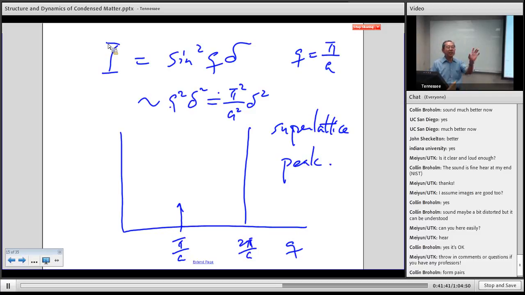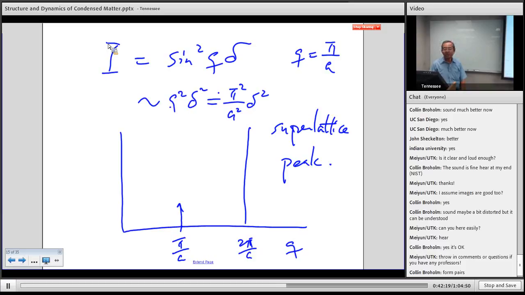Because the original lattice is A, you have just an A periodicity. And because of this modulation, the superlattice becomes 2A. The unit cell becomes doubled because of this modulation. Without distortion, we have just a periodic atom with the interval of A. But because of Peierls distortion, the unit cell is now 2A. So the unit cell becomes double, which means the reciprocal lattice is halved.